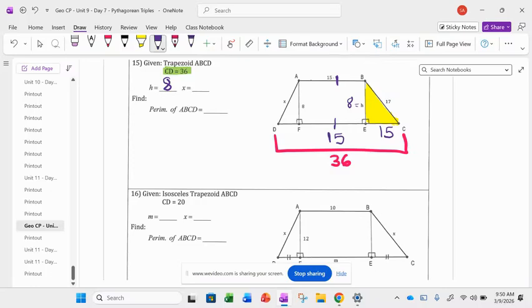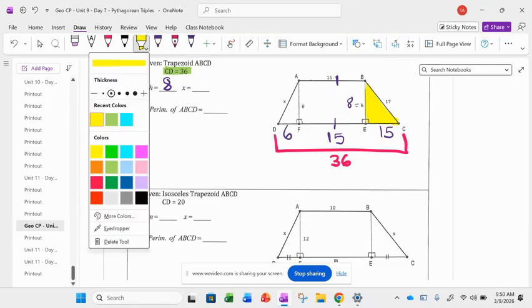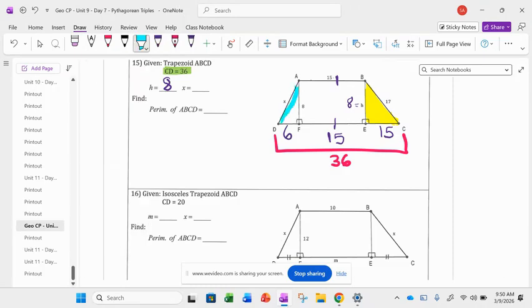Now, if the total length from D to C is 36, and this is 15 and this is 15, isn't that 30 units altogether? 15 plus 15 is 30. What does that mean DF has to be how long? 6. Perfect. So DF is 6. So now we're going to use this next triangle. Once again, it's another triple. I love using triples. So now this is a 6, 8, 10.